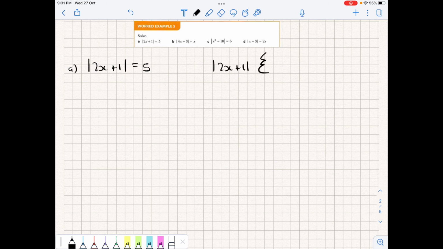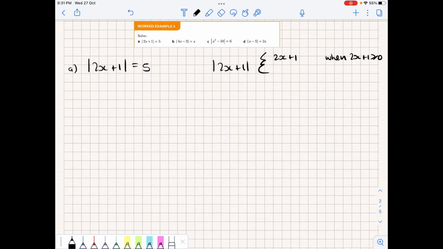And we can say, well, what if 2x plus 1 was greater than or equal to 0? Well, if 2x plus 1 was greater than or equal to 0, it would be positive. And so the positive solution would just be 2x plus 1, right? Because remember, the absolute value is just the positive value out of it.